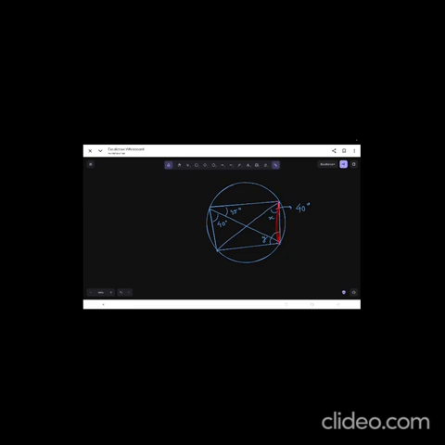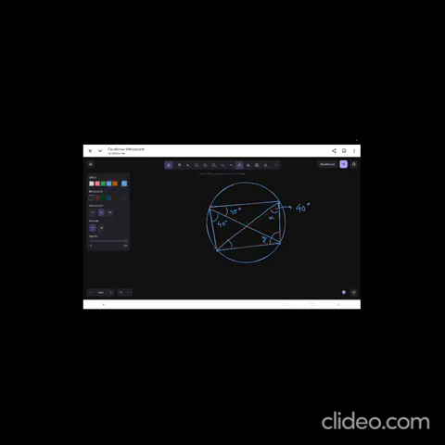If we consider this as chord, this is one triangle and this is another triangle. This is one triangle, and this is another triangle in the same chord.